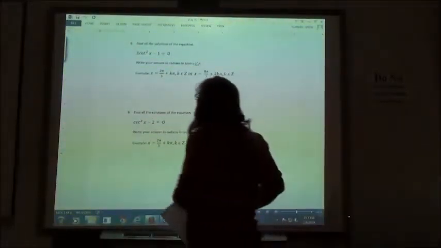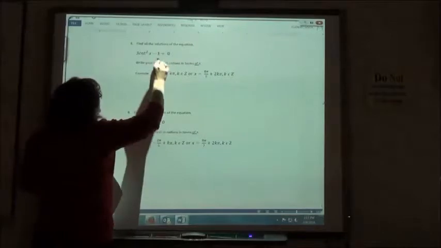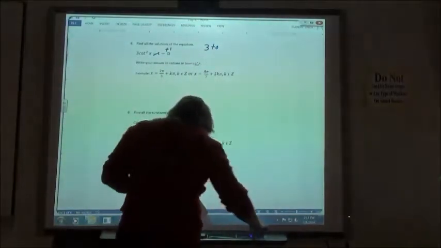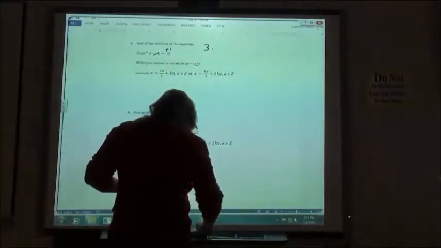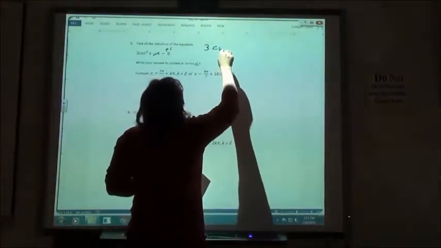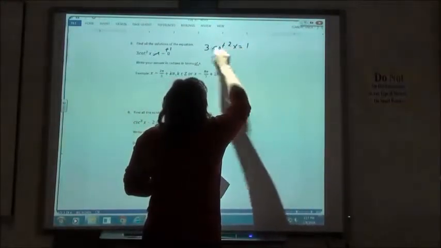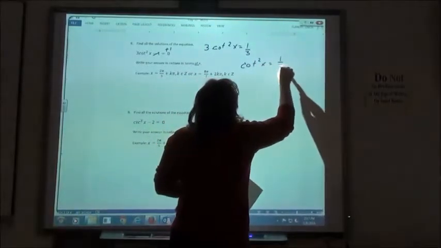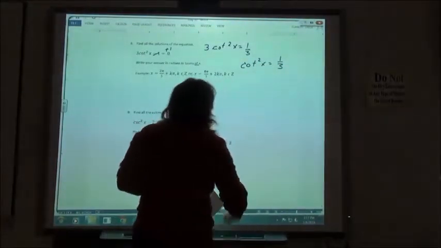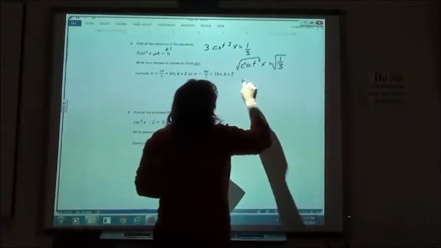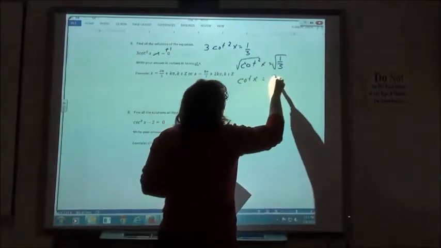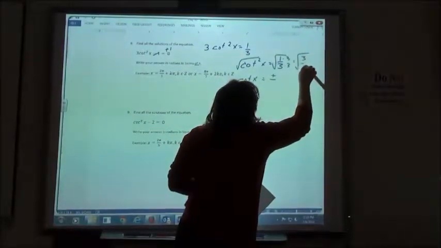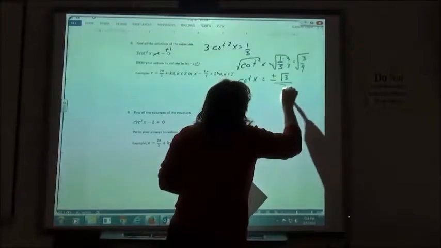So number 8, we're doing cotangent squared. Again, we want to solve it, so we're going to add our 1. 3 cotangent squared of x equals 1. We're going to divide by the 3. So cotangent squared of x equals 1/3. We then have to do the square root of both sides. So cotangent of x is going to equal plus or minus, again, if I rationalize my denominator, I get the square root of 3 over 3.